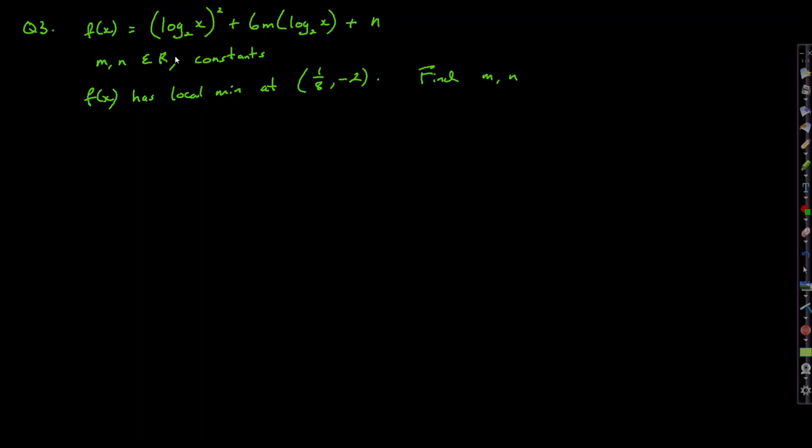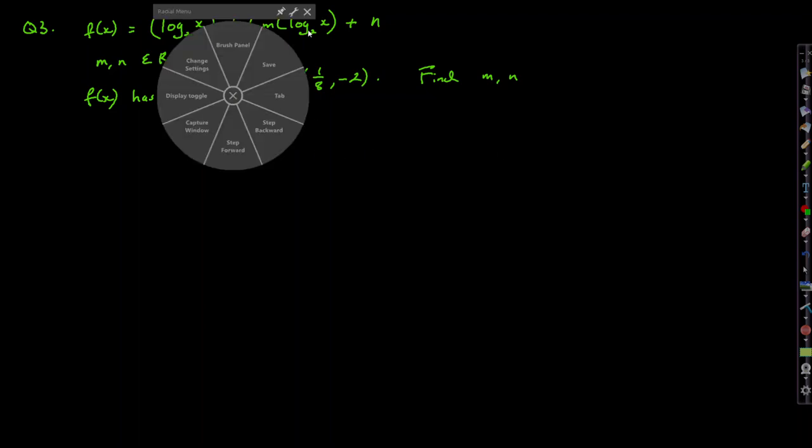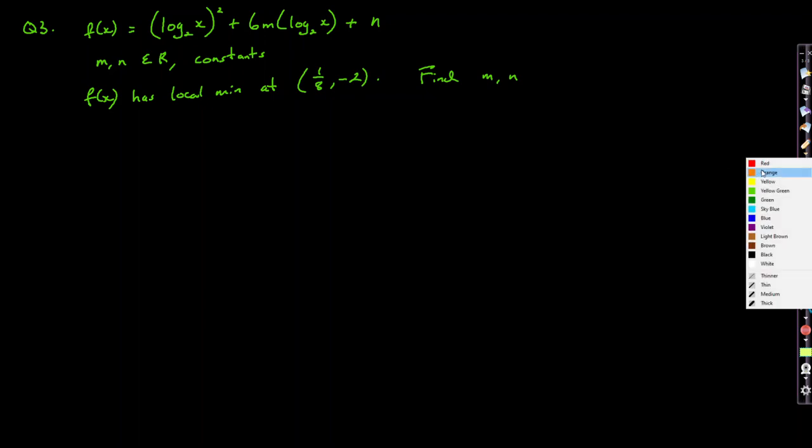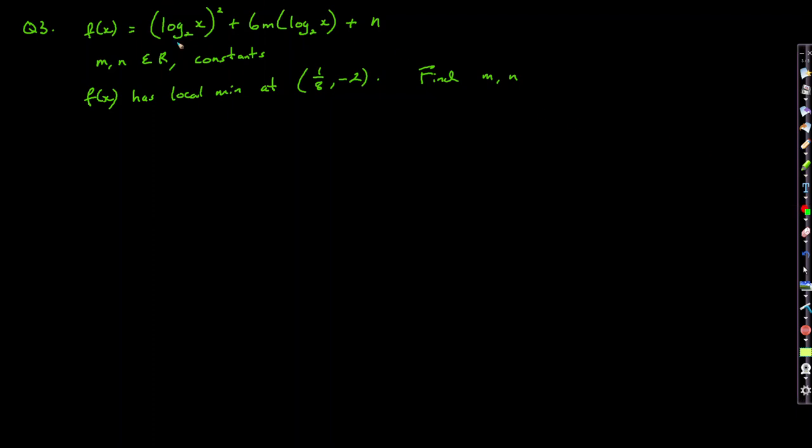And it can be done that way, but there is also something else that's worthwhile noticing, and it's the structure of this function here. I'd like you to notice, and this comes up quite often in scholarship questions, you've got something squared here. So we've got some function. Let's call this something a, plus 6 times a constant times a plus n. Well, that to me looks like a quadratic.